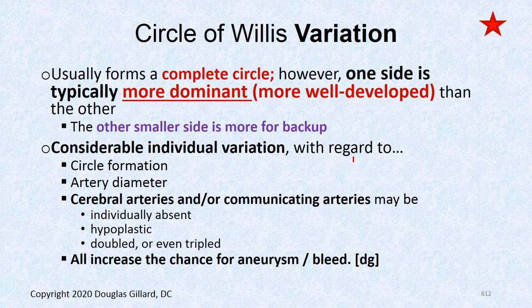But here's all the different variations. Some of the cerebral arteries and communicating arteries may be absent or may be doubled. We'll see a case of doubled in a second. So it can be quite anomalous, and if it is anomalous, it is thought to increase the chance for a bleed or aneurysm.